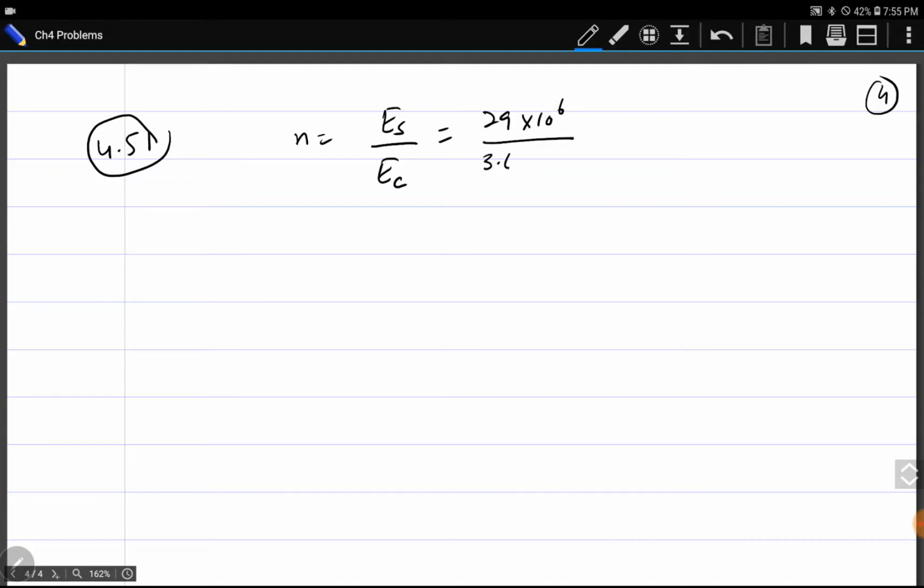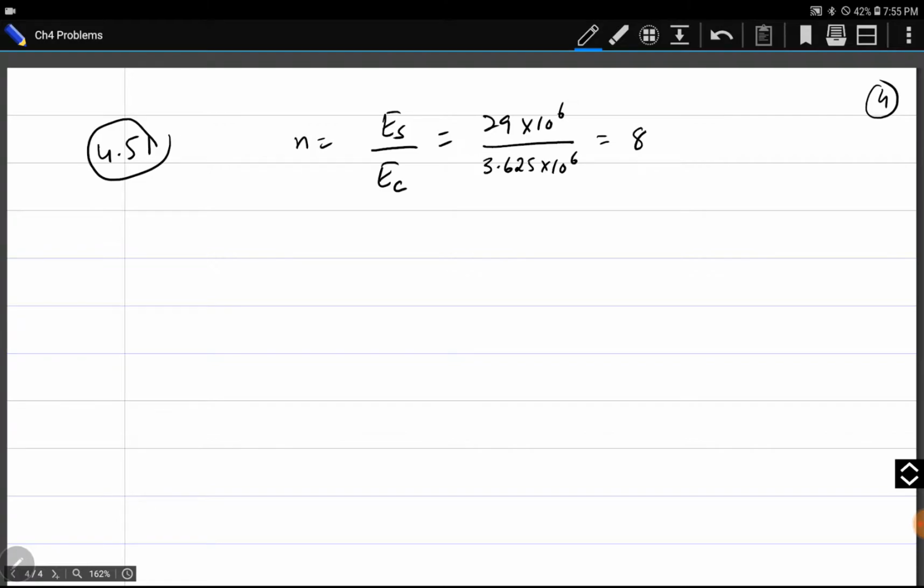3.625 into 10 power 6 psi. So n comes out to be 8 in this case. Okay, now I will draw the transformed section here.